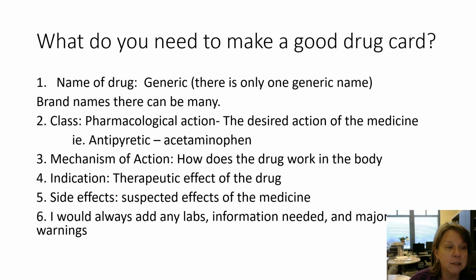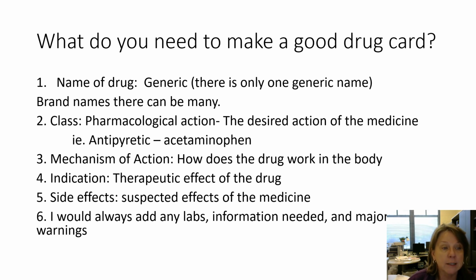The class, the pharmacological action, that's what the class is. It's the desired action of the medicine. So if I'm giving acetaminophen, it's an antipyretic. Now, we take it for aches and pains, you take it for this, that, and the other, but it's truly labeled as an antipyretic. It's going to lower a fever. This is what we give to bring temperatures down.